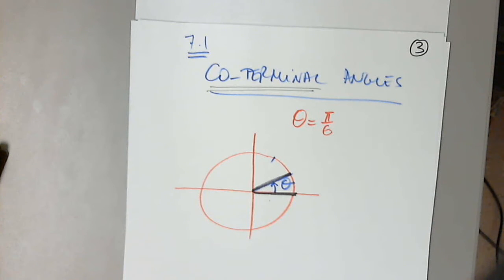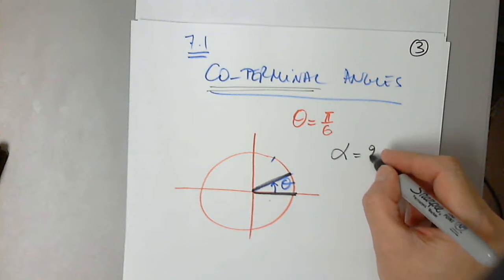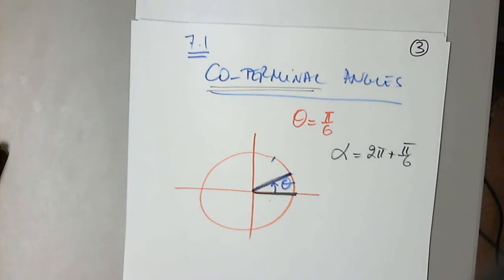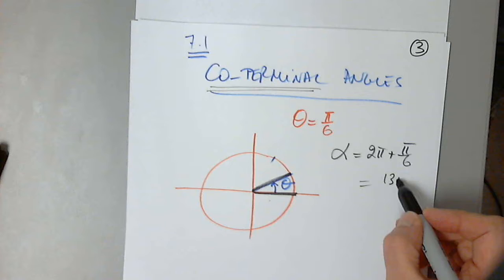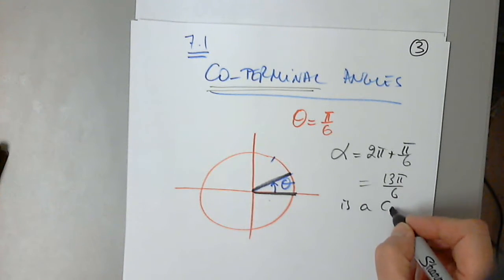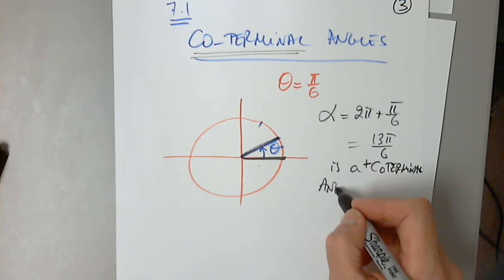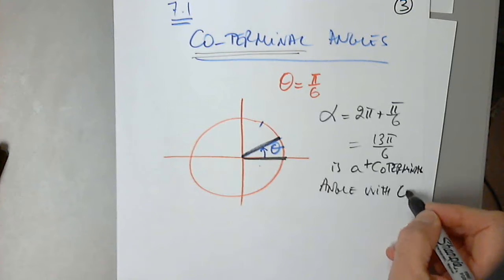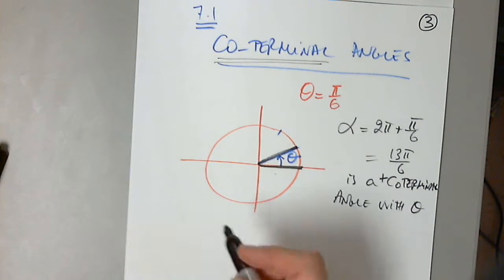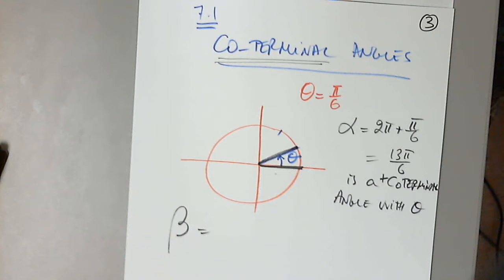Okay? So I'm going to say alpha equals 2 pi plus pi over 6, which means 13 pi over 6 is a positive coterminal angle with theta. Can anyone give us, let's say beta, a negative coterminal angle? If it's a negative coterminal, it has to start here and it has to end here, but it doesn't matter. You can go around the circle as many times as you want. So here's one option.